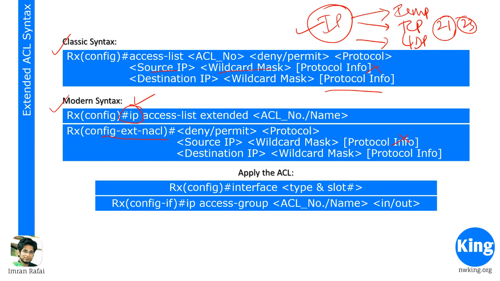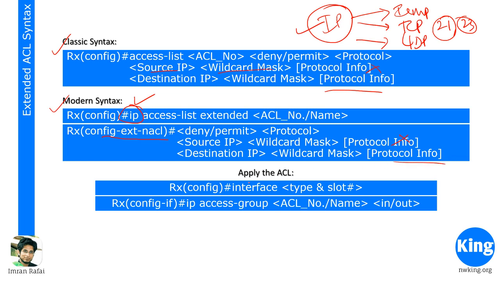But of course, there might be scenarios where you would say the traffic going from this port number to that port number, right? But most of the time at your CCNA level, you will be ignoring that. Then you will have the destination IP, wildcard mask, and protocol information, which is nothing but your port numbers.